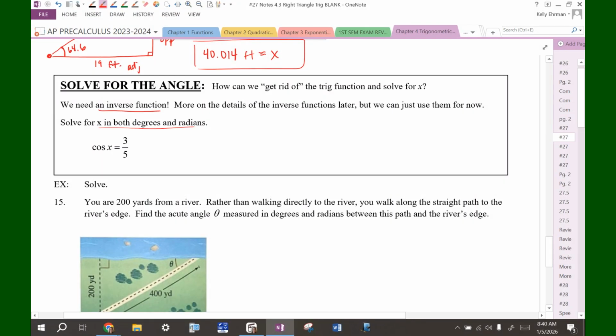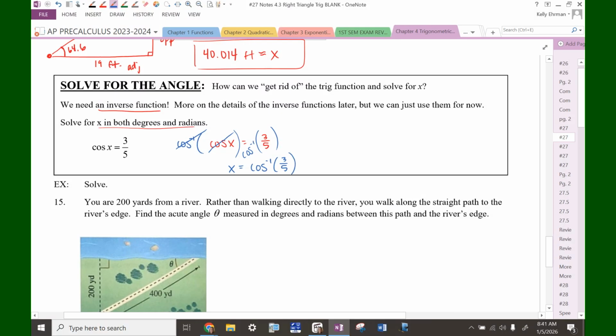What I mean by this is if I want to get rid of this cosine x, what I can do is say I'm going to take the inverse cosine, which would look like this, just like inverse function notation. Let's take the inverse cosine of both sides. Inverse cosine cancels with cosine. x equals whatever inverse cosine of 3/5 is. Well, let's see what that comes out to.